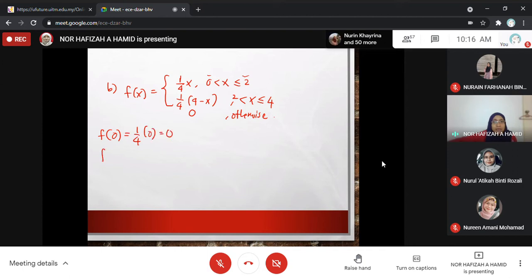And next you calculate pada F2. Ni saya ambil pada endpoint je sebab dia graph linear. Graph linear you perlu 2 point je. Nanti you boleh terus sketch graph. Okay. So F2 is 1/4, 2. So you will have 1/2.